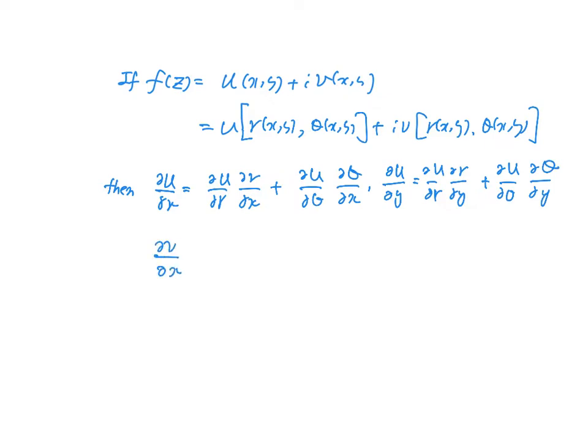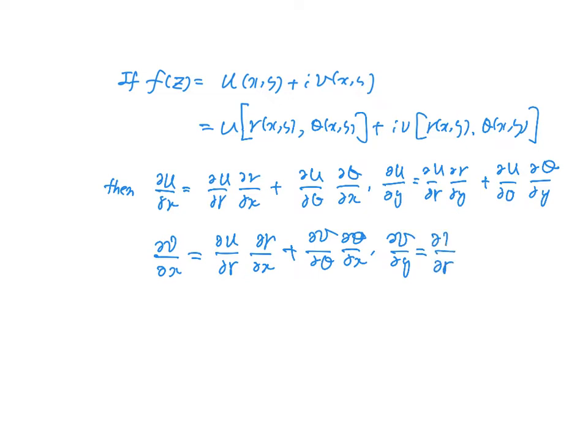Partial v over partial x is partial r over partial x times partial v over partial r, plus partial θ over partial x times partial v over partial θ. Partial v over partial y is the same way: partial r over partial y times partial v over partial r, plus partial θ over partial y times partial v over partial θ.